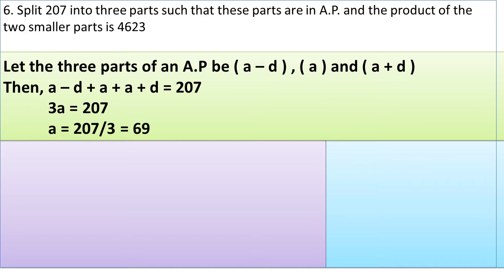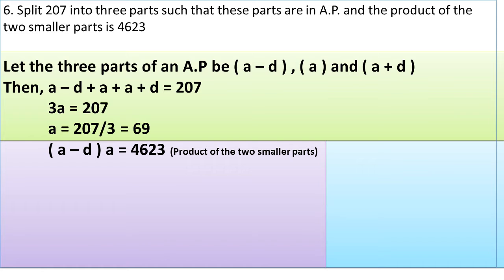Minus D plus D gets cancelled. A plus A plus A will be 3A. 3A is equal to 207. Value of A will be equal to 207 by 3, that is 69. The second condition says the product of the 2 smaller parts. Among these, which are the smaller parts? One is A minus D and the other is A.